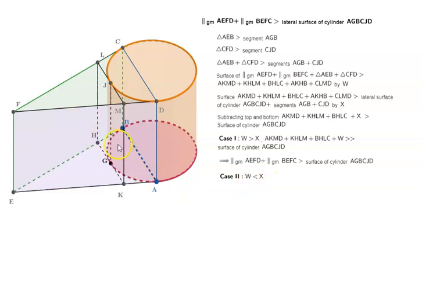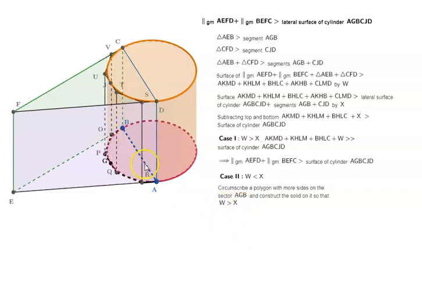In this case, we do a much better approximation of the surface of the cylinder. We circumscribe a polygon with more sides on the sector AGB and construct the solid on it so that W becomes greater than X. So we have drawn a better approximation to the surface area of the cylinder. Now, like above, we go through it.